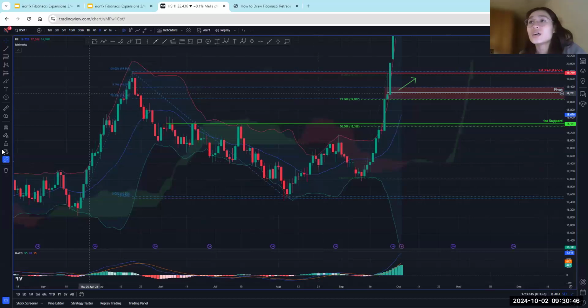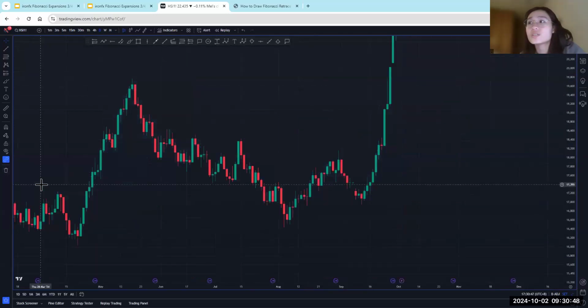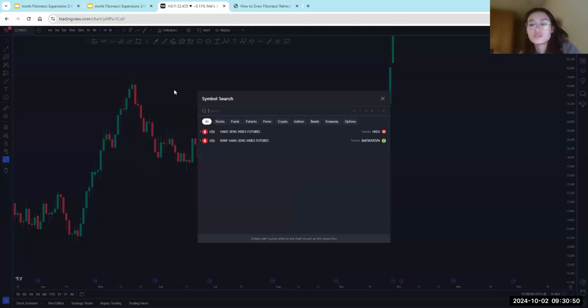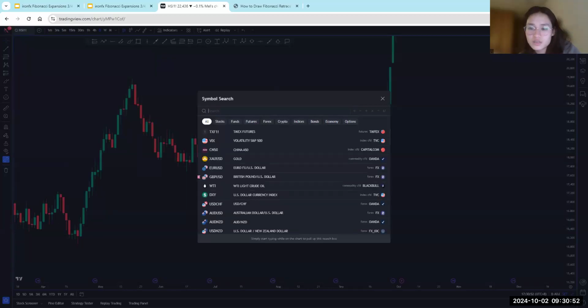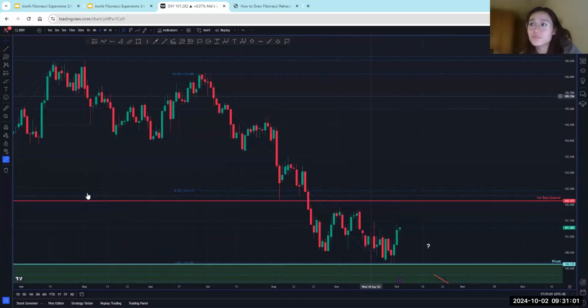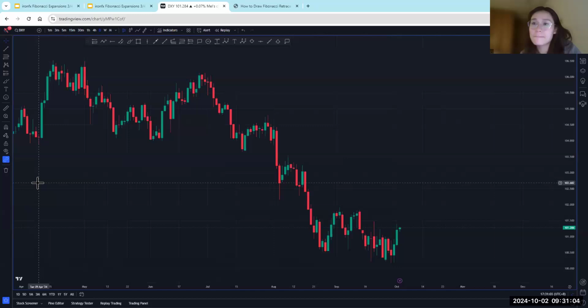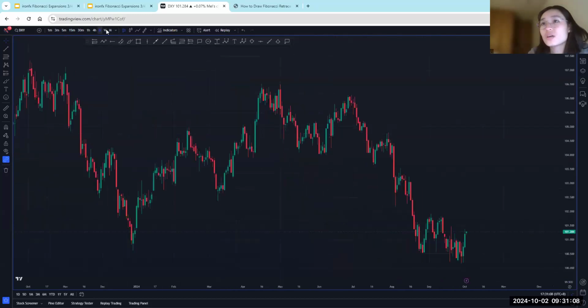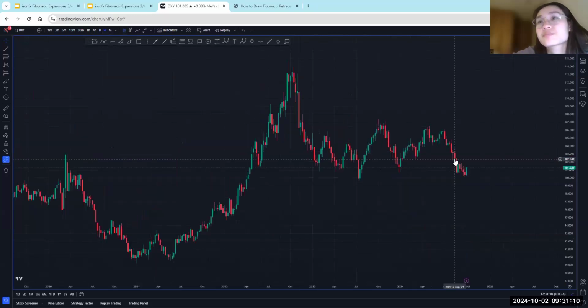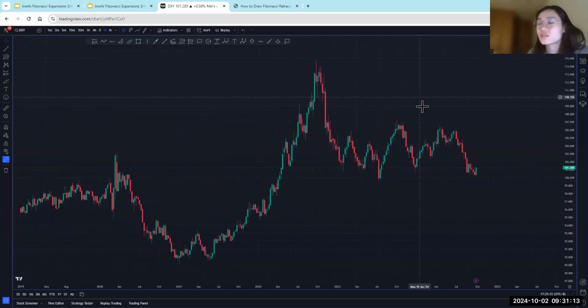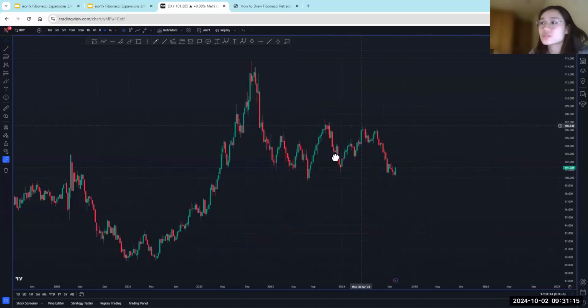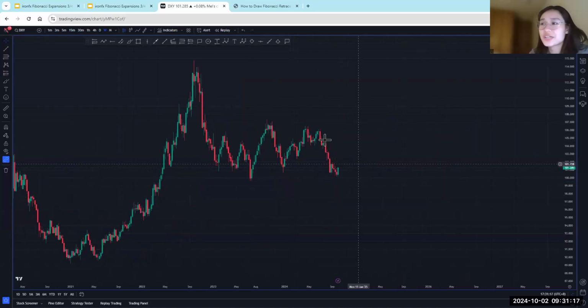Okay, we have a request for gold and WTI. Okay, let's go ahead and take a look at DXY first. Okay, so on a weekly time frame, you can see the price of DXY kind of dropping recently.